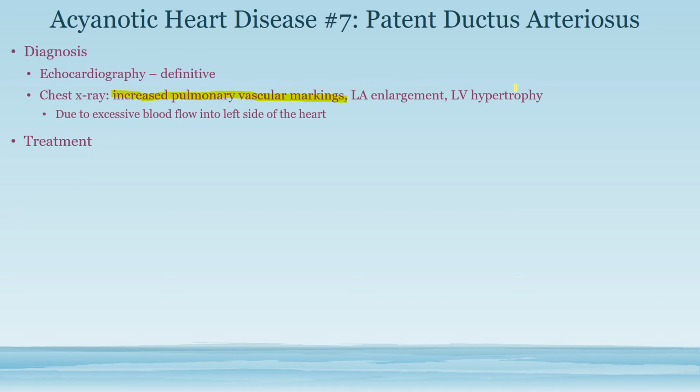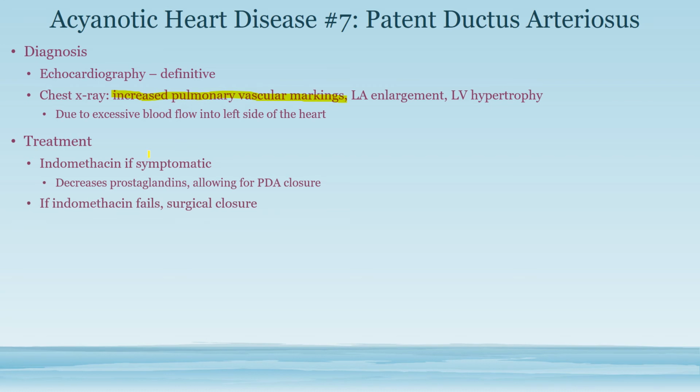Left atrial enlargement and left atrial hypertrophy occur because more blood flow is coming to the left side of the heart. But you can also get right-sided enlargement as well, because the right side is pumping against this excessive pulmonary vascular resistance. And as always, echocardiography is a definitive diagnostic test.